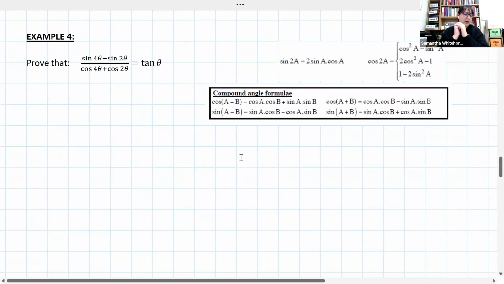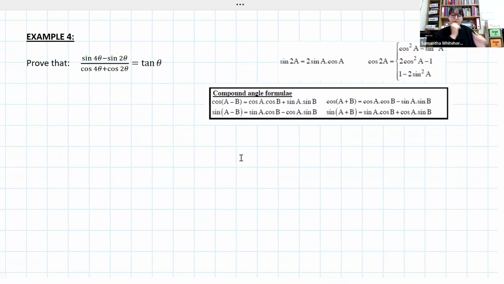Okay, example 4. We've got (sine 4 theta minus sine 2 theta) divided by (cos 4 theta plus cos 2 theta) is equal to tan theta.